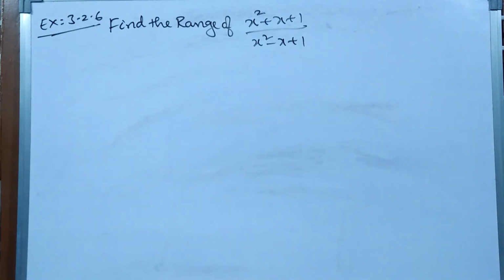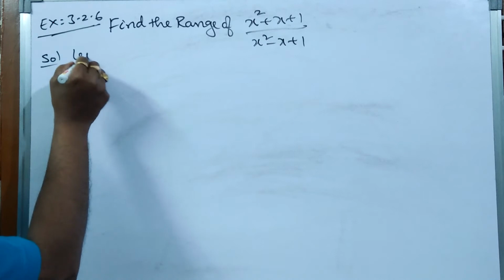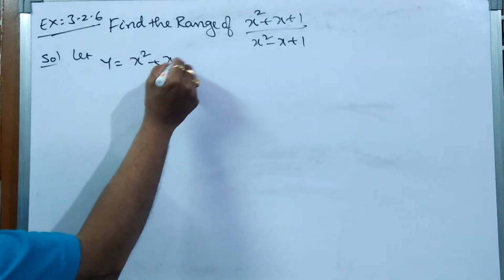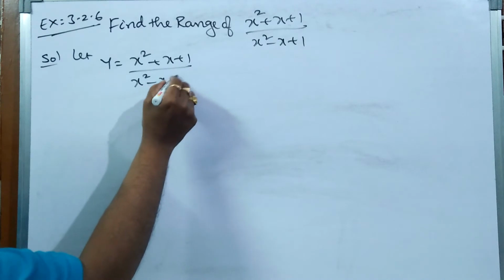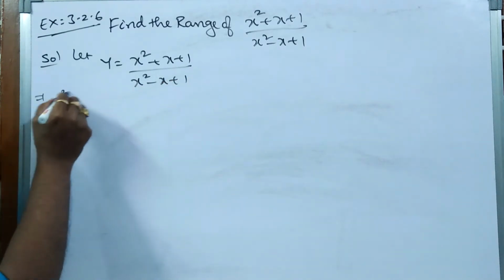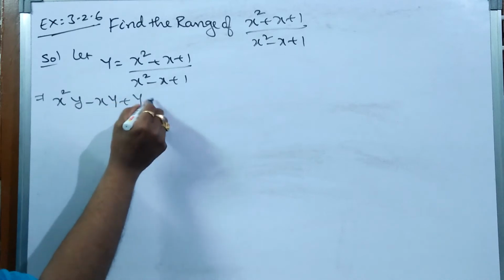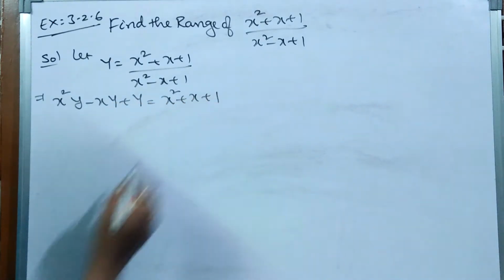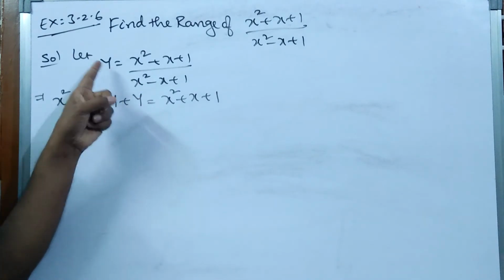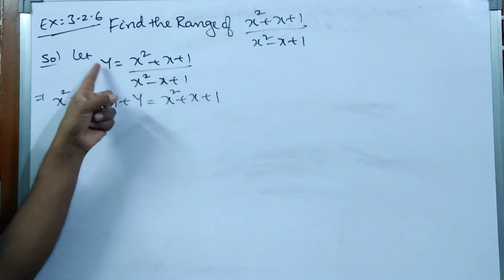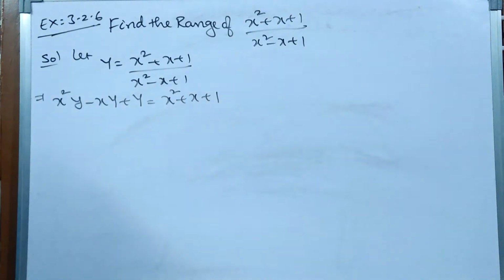Note on the problem. Right. Same model. Let us see the solution. Let y is equal to x square plus x plus 1 by x square minus x plus 1. Take cross multiplication. X square y minus xy plus y is equal to x square plus x plus 1.